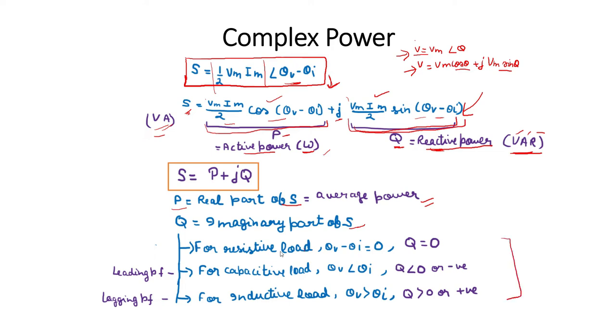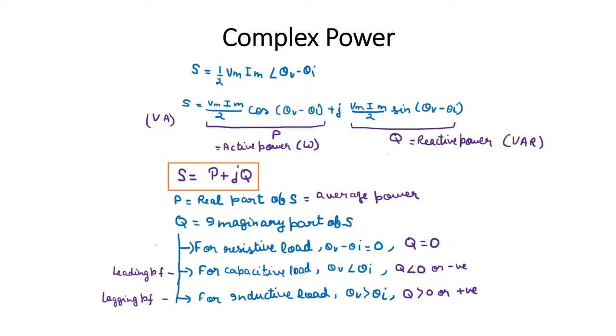Now we will see three basic cases. For a resistive load, the phase difference is 0, and when you put the phase difference equal to 0, we get reactive power equal to 0. Now for a capacitive load, the current is leading, therefore theta I is greater than theta V. Therefore this term becomes negative and we get a negative Q value. So Q is less than 0, or negative, and we say that it has a leading power factor.